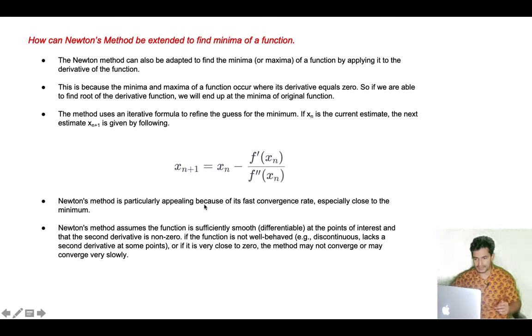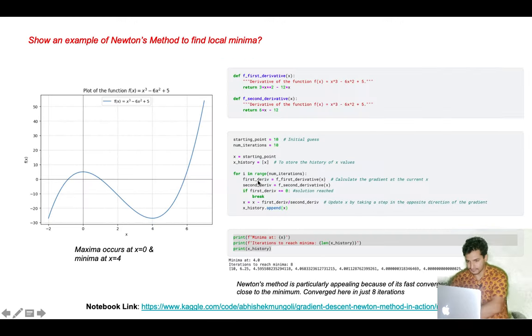Newton method is practically appealing because it converges very fast. The assumption is that the function should be well behaved. If the function is not well behaved, and the second derivative doesn't exist or the function is not continuous, then it may not converge. Otherwise, it can converge very fast.